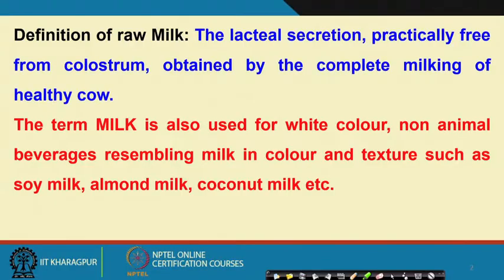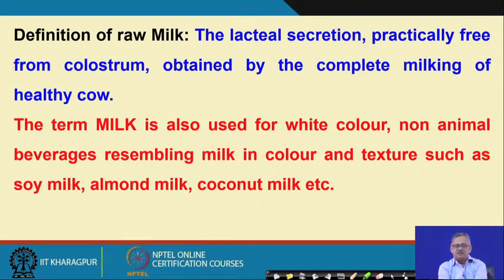Of course, nowadays other milks are also available other than lactal secretion. So that is why the second definition could be: the term milk is also used for white colored non-animal beverages resembling milk in color and texture, such as soy milk, almond milk, coconut milk and many others, etc. Right? So, this is another kind of milk. This is not from the mammalian, it is not from the secretion of the mammary gland.